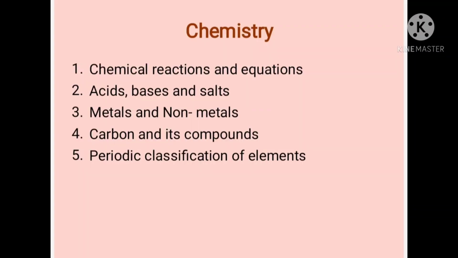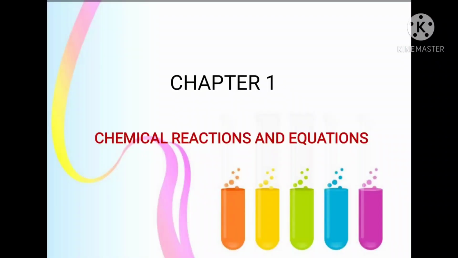Let's start our class. In this year, we have 5 chapters to study from chemistry. First is chemical reactions and equations. Second one is acids, bases and salts. Third one is metals and non-metals. Fourth one is carbon and its compounds. And fifth one is periodic classification of elements. So today we are going to start our first chapter, chemical reactions and equations.